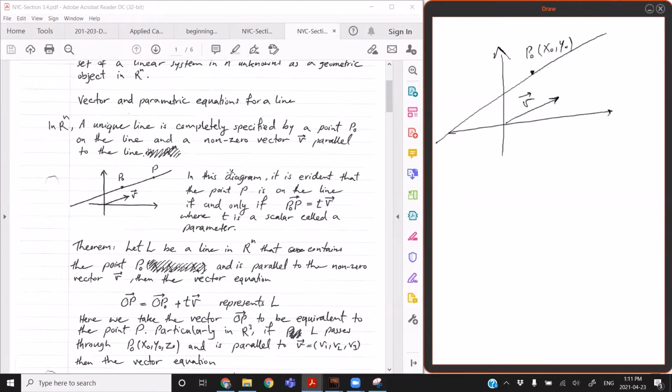So what does that tell us? That tells us these two pieces of information, a point from the line and a vector parallel to the line, completely and fully specify, they fully describe a line in any space. Could be R2, R3, R4, whatever. Is that clear?